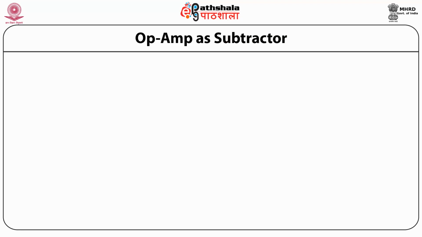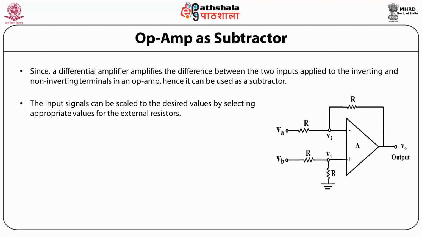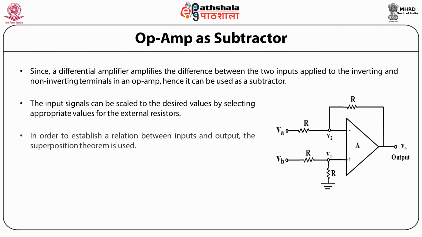We next discuss the subtractor. Since a differential amplifier amplifies the difference between the two inputs applied to the inverting and non-inverting terminals in an op-amp, it can be used as a subtractor. The circuit of op-amp as a subtractor is shown in the figure. The input signals can be scaled to the desired values by selecting appropriate values for the external resistors. In order to establish a relation between inputs and outputs, the superposition theorem is used.